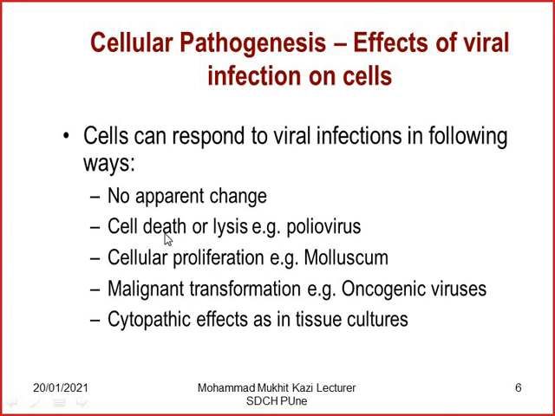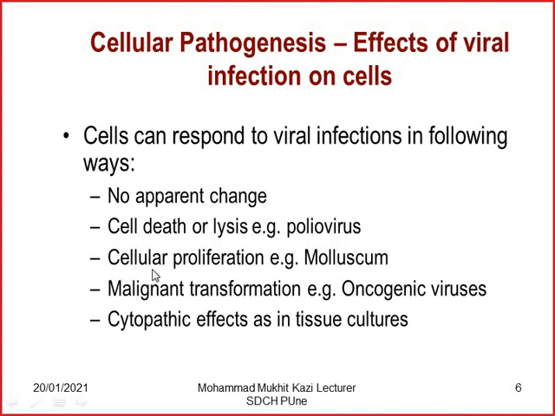Second, the cell will die. Lysis occurs because viruses want to replicate their progeny. They want to have their progeny. So they start giving instructions to the host cell to manufacture all the parts of their structure, and they assemble and then come out by lysis. An example is polioviruses.